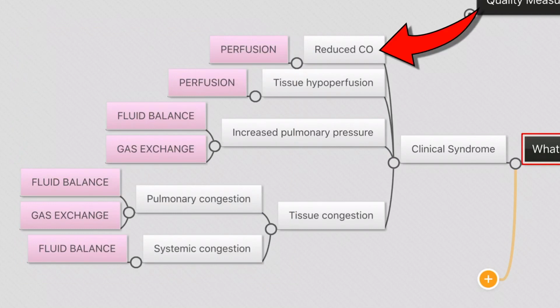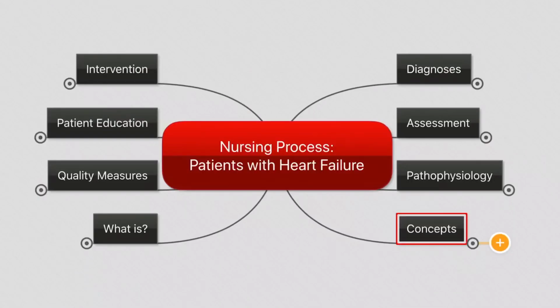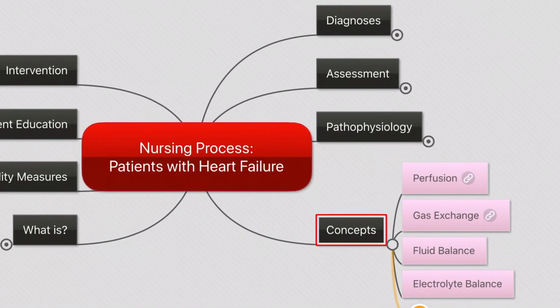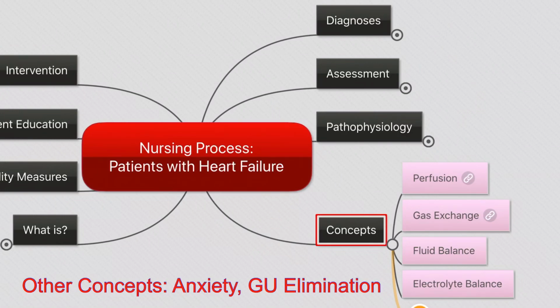For instance, reduced cardiac output and tissue hypoperfusion is closely related to perfusion issues. And if you have increased pulmonary pressure and pulmonary congestion, then obviously there's a problem with fluid balance and even gas exchange. Now we're going to move on to the concepts. You have already learned about the perfusion concept, gas exchange concept, and fluid balance concept. There's another concept to keep in mind when taking care of patients with heart failure, which is electrolyte balance.